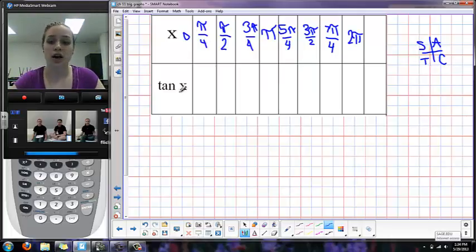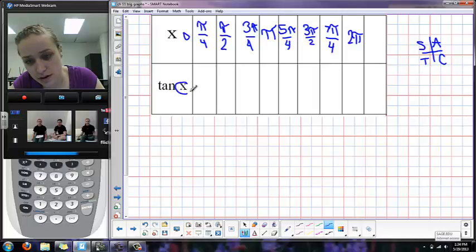Whoops, my bad. Okay, so tangent of x, let's find out what the tangent of 0 is. 0 lies on this line that's going across like that, so the slope of that line is 0, so tangent of 0 is just 0. Tangent of 45, or pi over 4, is 1. Tangent of 90 is undefined.